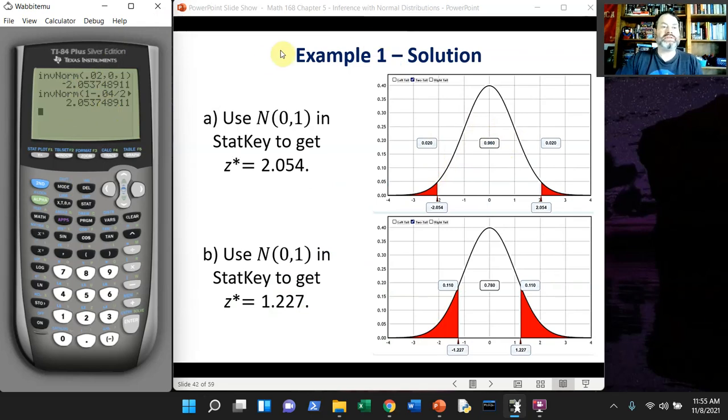But anyway, obviously, this number here is 0.98. So you're either finding 2% to the left or 98% to the left. If you have questions about this, make sure you ask during the next class, because you're going to have to be able to do this on a test.